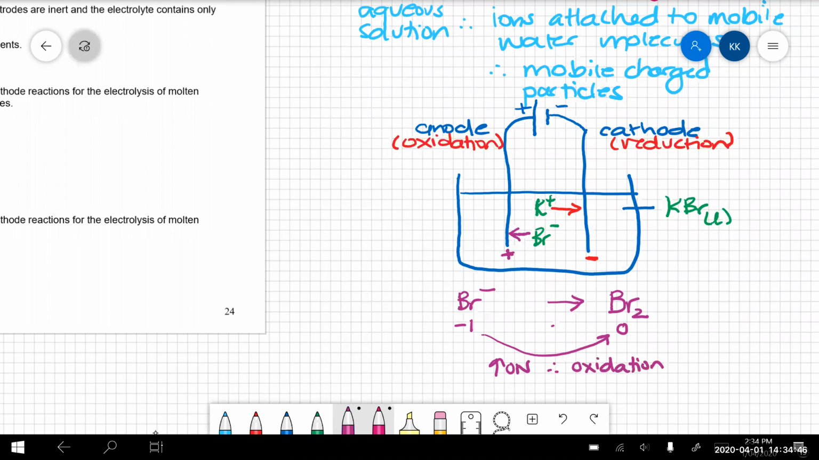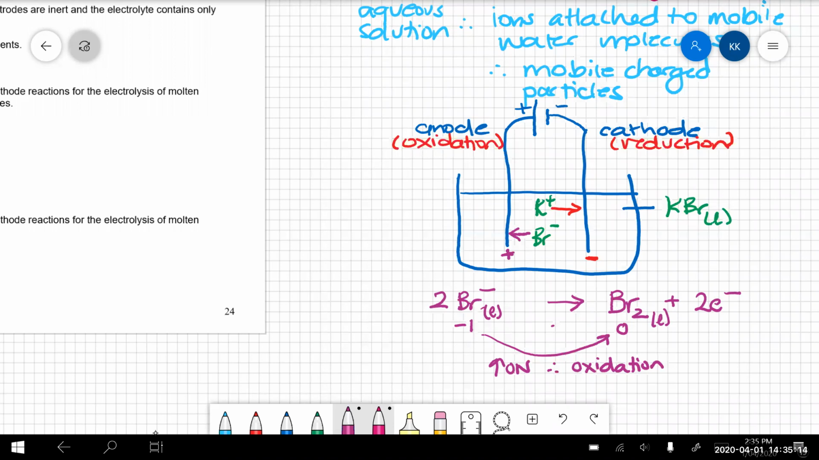Now we need to balance that half equation. We've got 2 bromines on the right and only 1 on the left, so we need 2 there. Now we just need to balance for charge with 2 electrons on the more positive side. So this is what's going to happen at the anode. And this was a liquid bromine. It would form probably as a gas at that temperature, but you know, we'll just write that as a liquid.